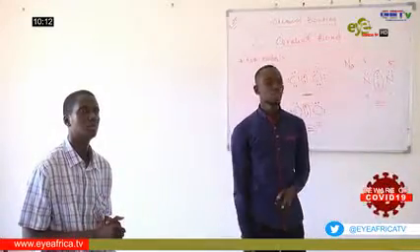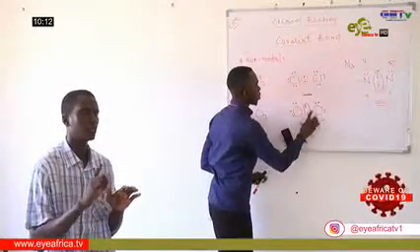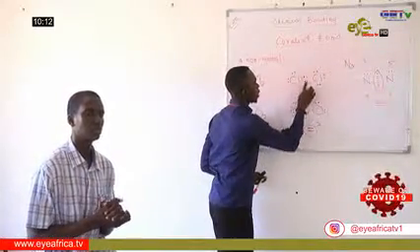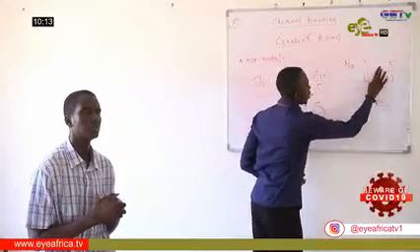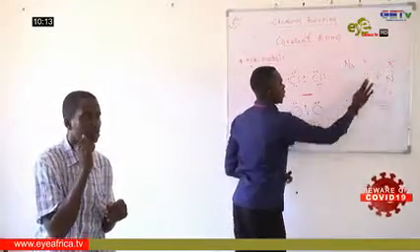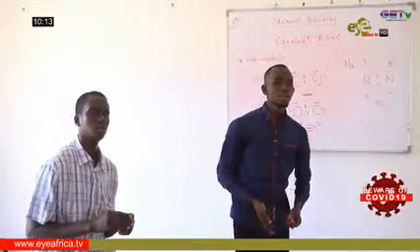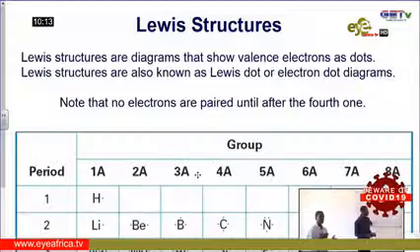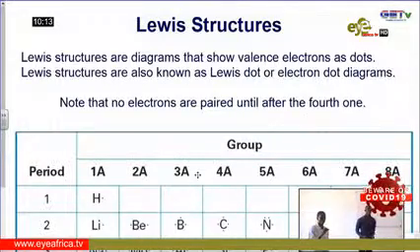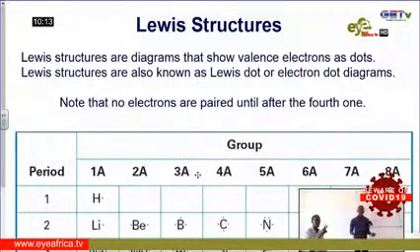Now we have Lewis structures. This is an example of what? Of the Lewis structure. Yes. You can use this model also to represent covalent bonds. Lewis structures are diagrams that show valence electrons as what? Dots. We just use dots to indicate the valence electrons that are found in these atoms. Lewis structures are also known as Lewis dot or electron dot diagrams.